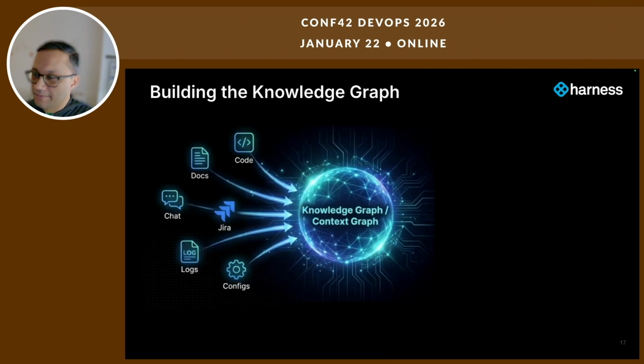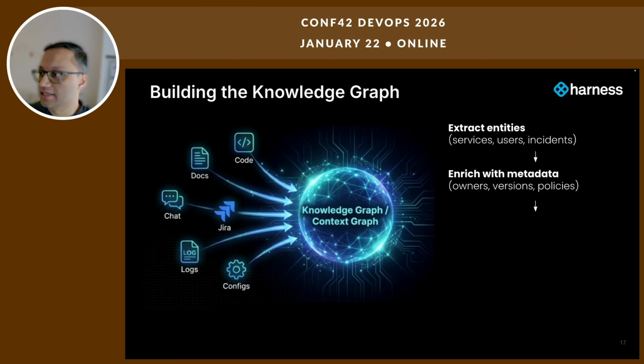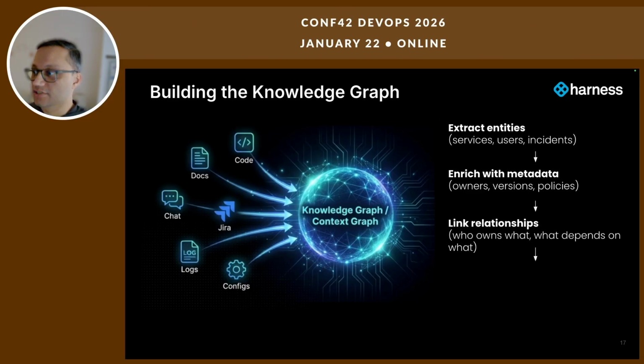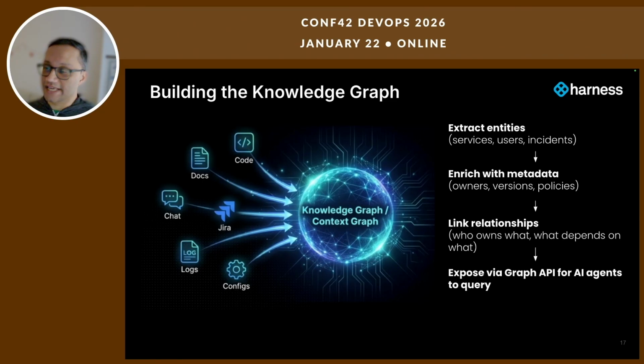So let's see how we can build such a knowledge graph. So first you need to extract entities such as services, users, and incidents. Then you need to enrich with metadata. So you have to figure out the owners, the versions, and the policies. Then you need to connect these together. So you have a relationship between who owns what and what depends on what. And then finally expose this to the AI agent so that they can make use of this data.